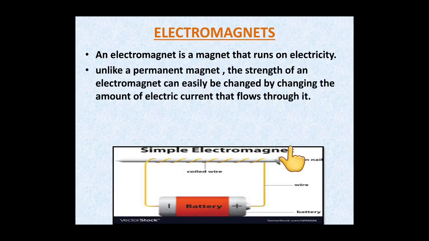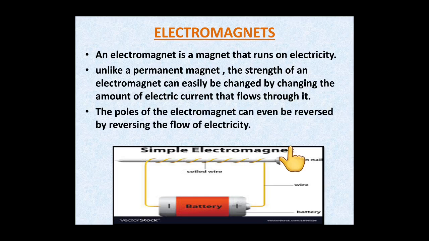Unlike a permanent magnet, the strength of an electromagnet can easily be changed by changing the amount of electric current that flows through it. The poles of the electromagnet can even be reversed by reversing the flow of electricity. These electromagnets are used in many domestic and industrial devices. They are used for lifting, sorting, and moving metal objects.